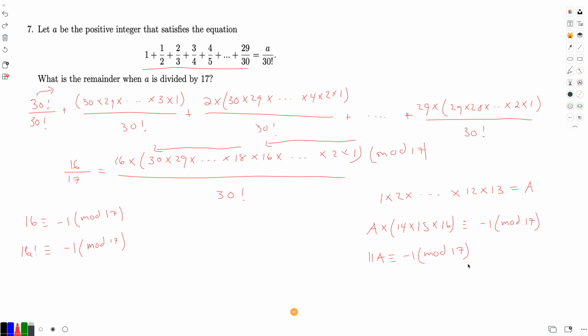Now, in order to isolate A, we want to multiply 11 by its inverse so that this reduces to 1 mod 17. We note that 11 inverse is congruent to 14 modulo 17, simply because 11 times 14 is 154, which is one more than a multiple of 17. It's one more than 153, and 153 is 17 times 9. Great. So now we can multiply both sides by 14 to get that A is congruent to 3 modulo 17.